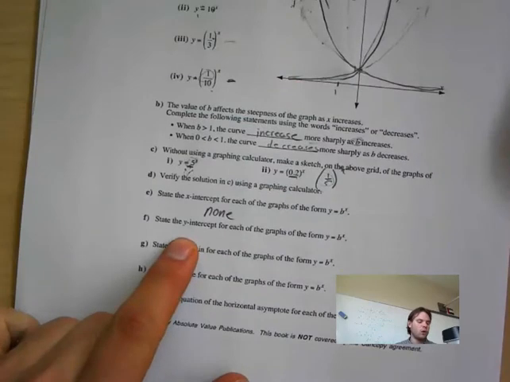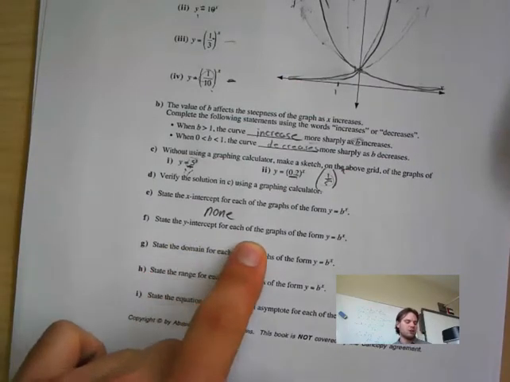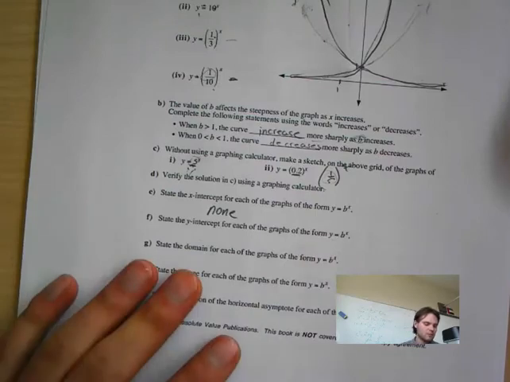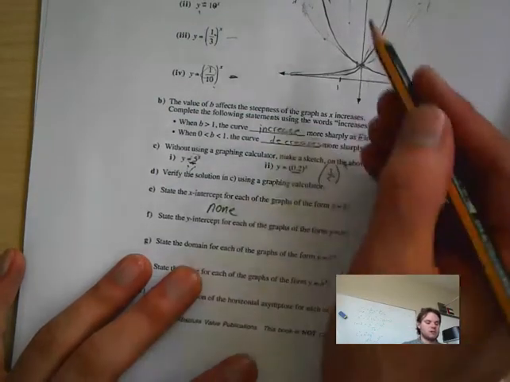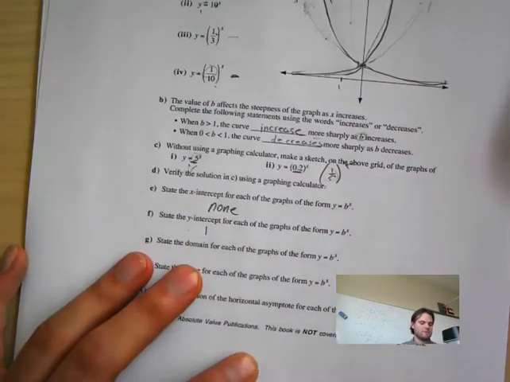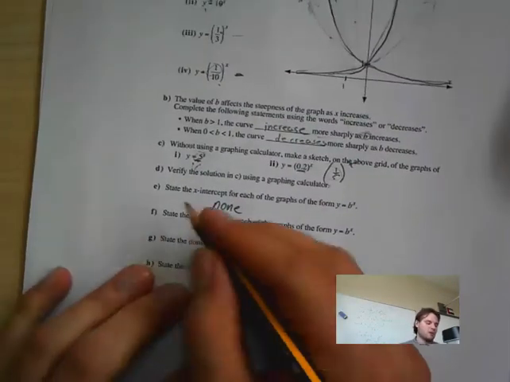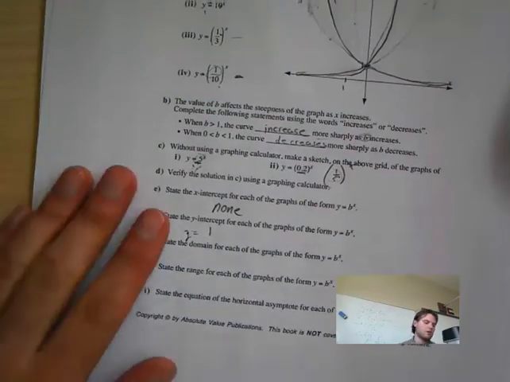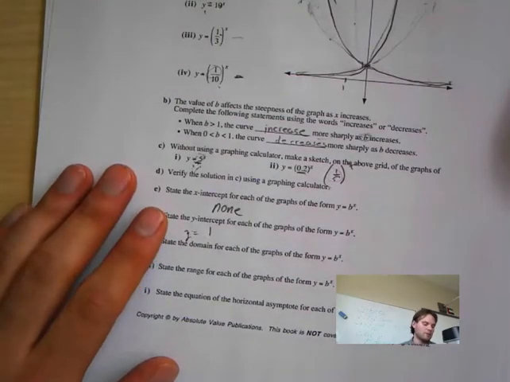Next one says, state the y-intercept for each of the graphs. Y is equal to b to the x. Okay, so take a look at this. It's always going to be 1. Okay, so it's always at y is equal to 1. That's the y-intercept, always at 1.